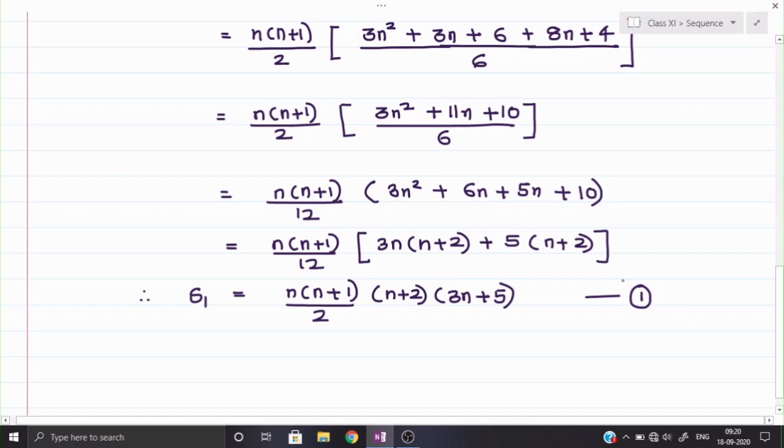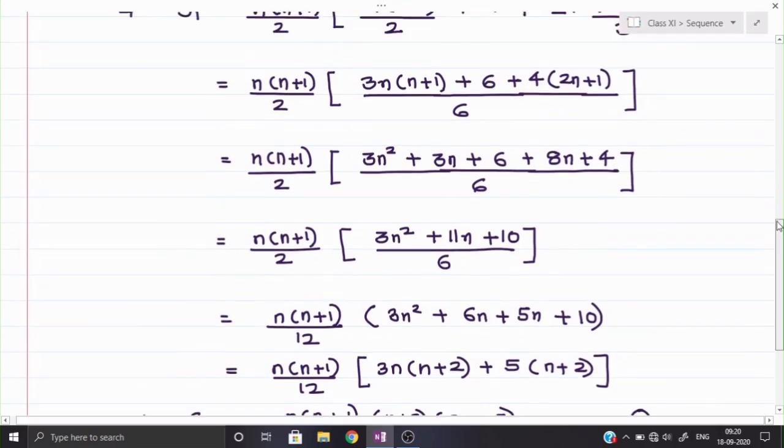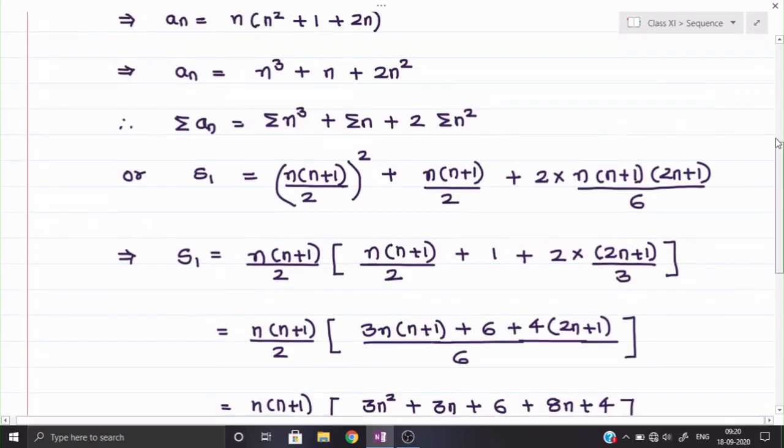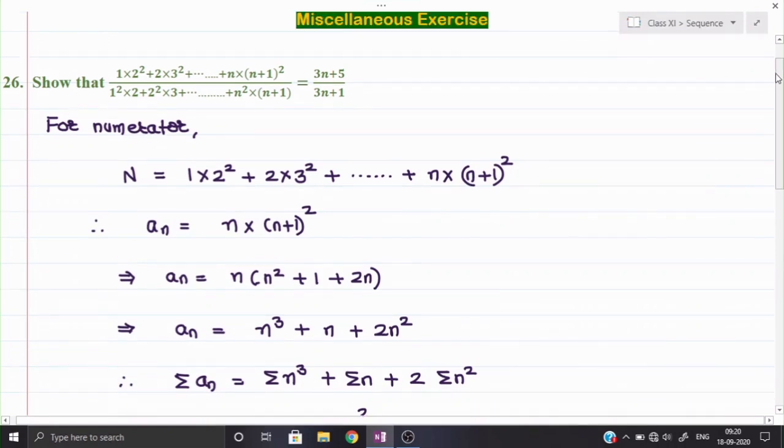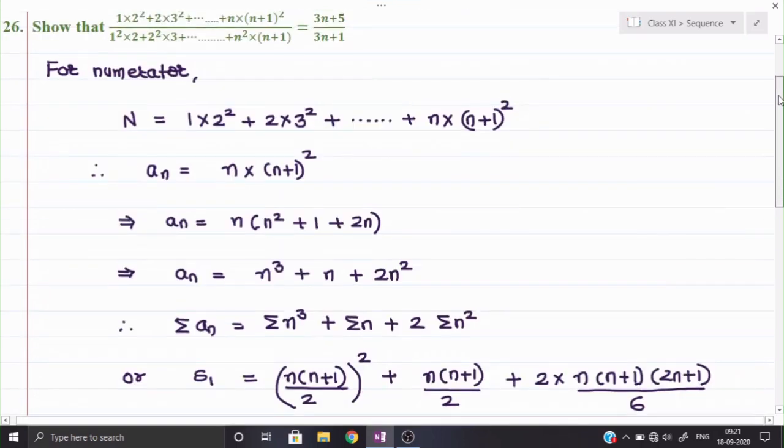Okay, now the same job we need to repeat for the denominator. So see what is the denominator given to us. See, the denominator is given 1 square into 2. Now the square is coming onto the first term. Terms are coming the same, only the square is different. So it is becoming n square into (n plus 1). Earlier it was n into (n plus 1) the whole square. So now it is n square into (n plus 1).